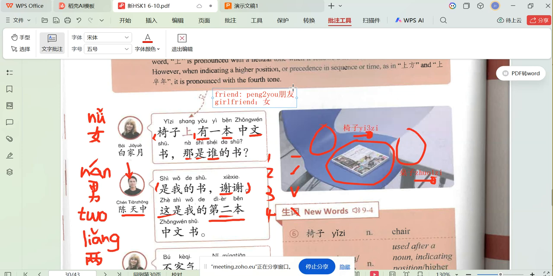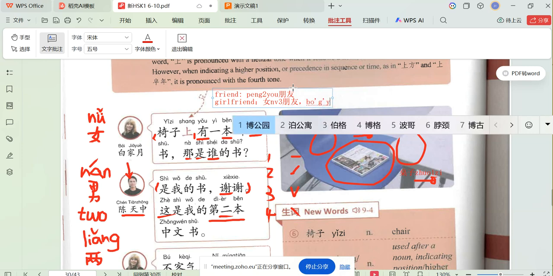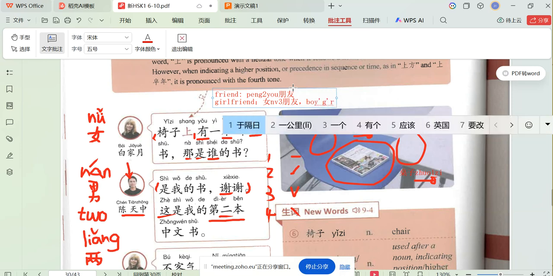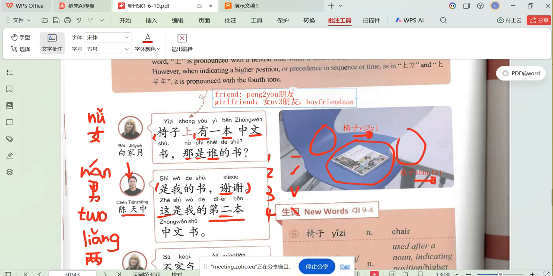Girlfriends. 女朋友. 女朋友, yeah. 女朋友. And we said boyfriend. I think it's 男朋友. 我 男朋友. 朋友, 男. It's 朋 not 友. Very good. 男朋友, 男朋友.